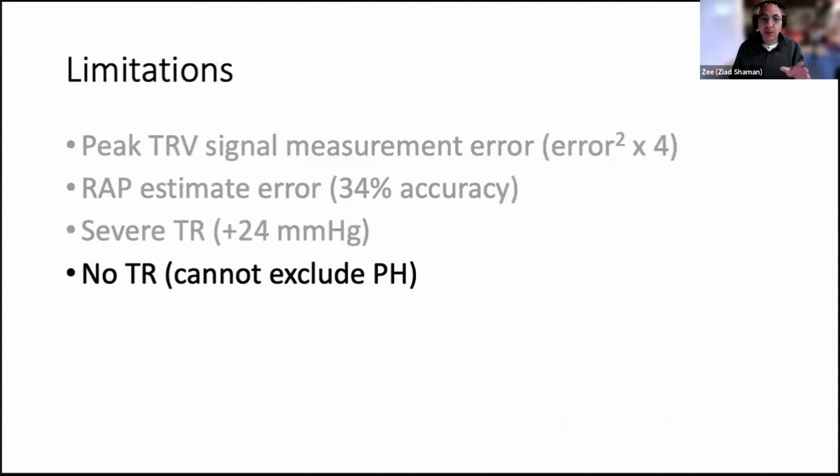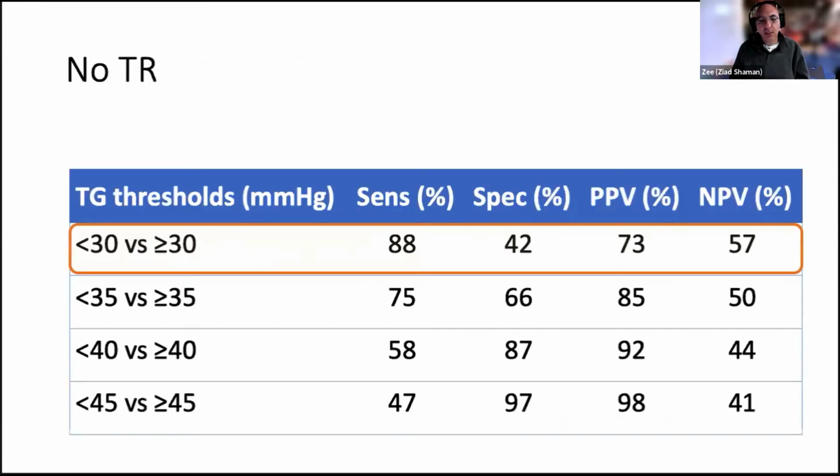And if a person doesn't have TR, then you can't exclude pulmonary hypertension. We tend to say, well, if there is no TR at all, then the pressure must be low or not high in the right ventricle. So this is a subset of 137 people who had scleroderma who were being screened for pulmonary hypertension.